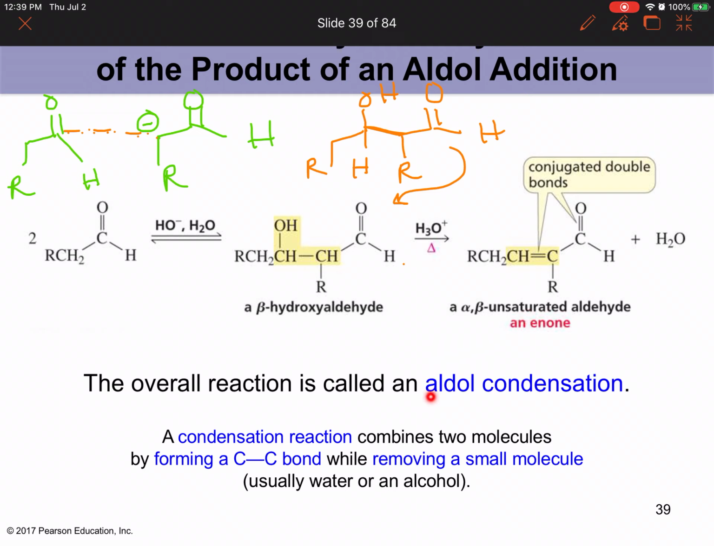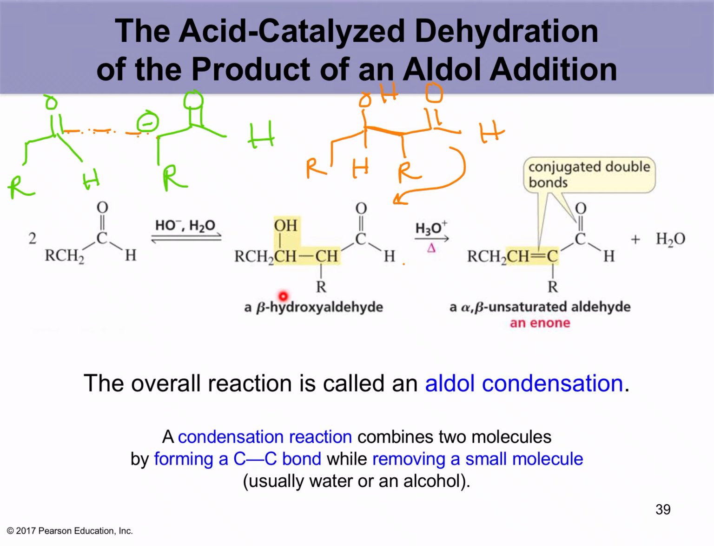So the overall reaction is called an aldol condensation. Once you get the aldol addition product and, after removing a water molecule, you get the alpha beta unsaturated carbonyl compound, we call that whole process aldol condensation. A condensation reaction combines two molecules by forming a carbon-carbon bond while removing a small molecule. The small molecule left here is water. Sometimes alcohol can also be lost. So this whole process is called aldol condensation.